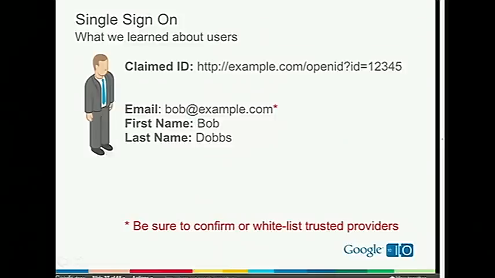Or you want to do something like whitelist trusted providers. Since Google Apps is managed, you can actually trust the email addresses, and it's very simple to add a line of code to say if this response is from google.com, we don't need to actually validate the message. We know it's good.